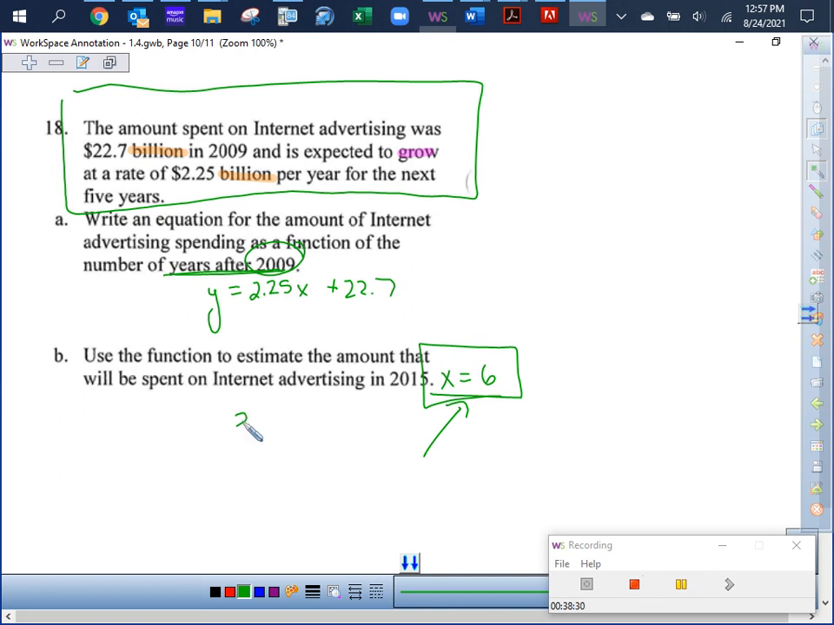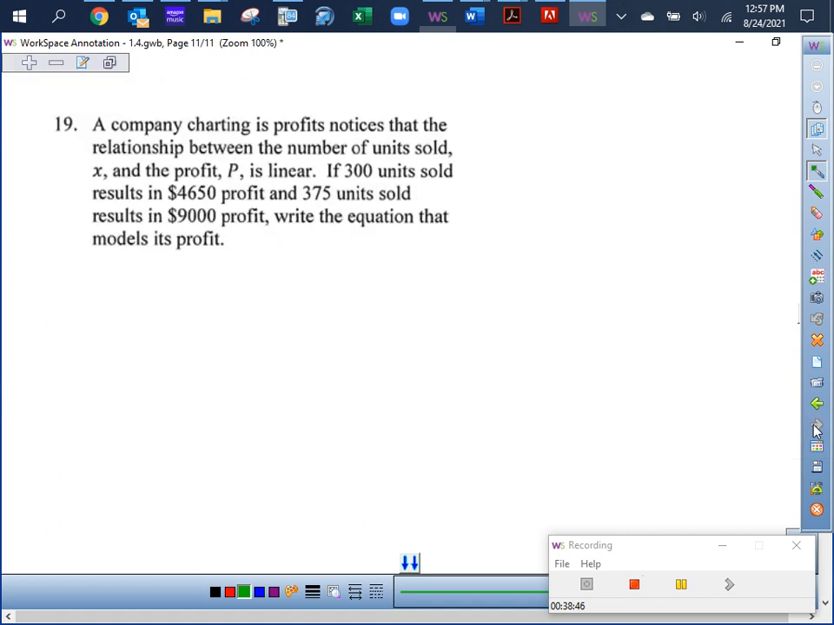36.2. And then they probably have it for us, but on paper, 36.2 isn't enough. 36.2 what? Billion dollars. Right? So how do you feel about that? Good? Nice. Read 19, and then we'll end on a positive note.